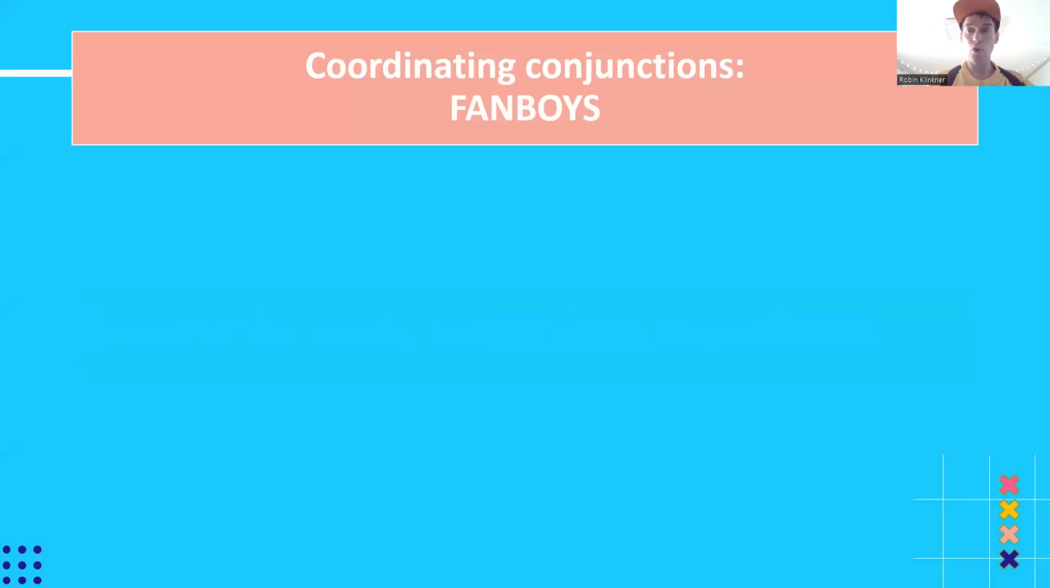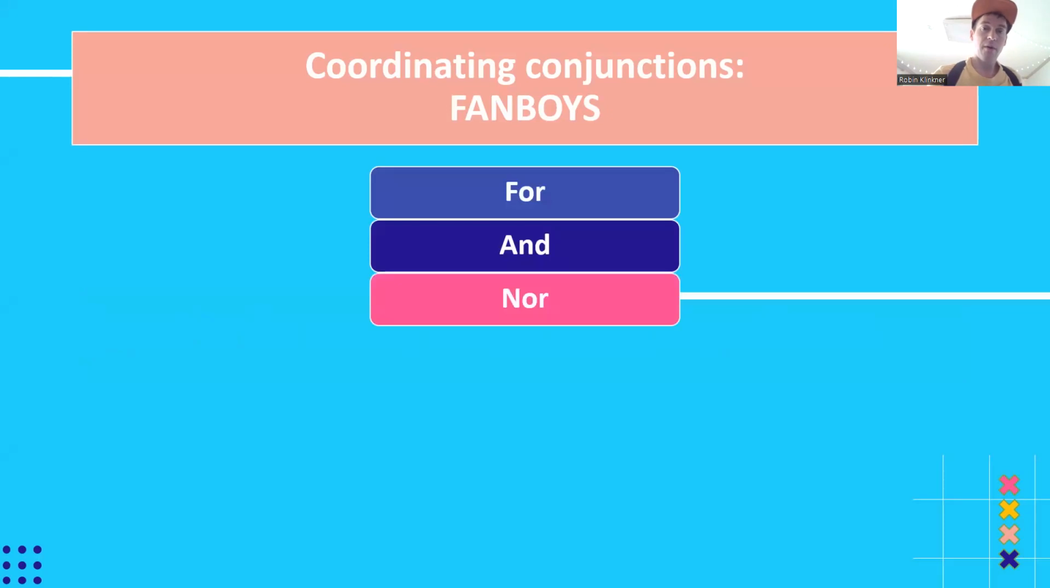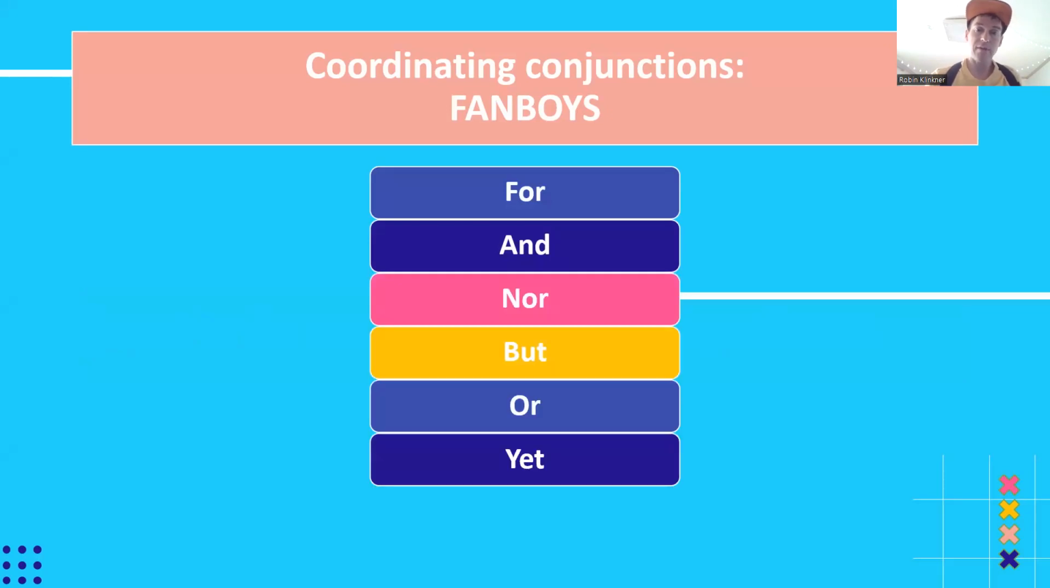Fanboys. These are called coordinating conjunctions. These are the glue, the things that combine the 2 independent clauses together to create a compound sentence. For, and, nor, but, or, yet, so. There are only 7. Only 7.